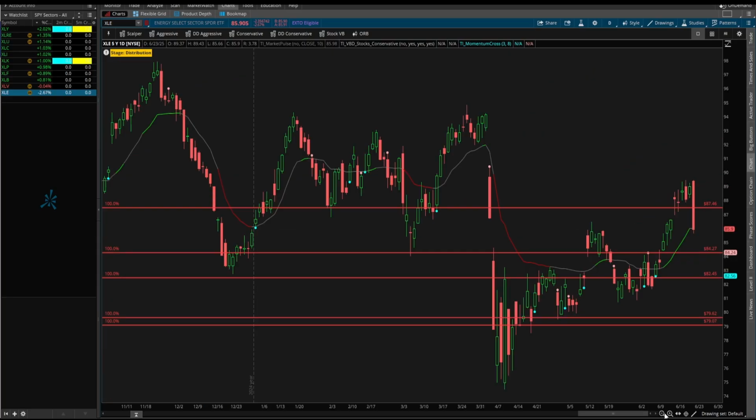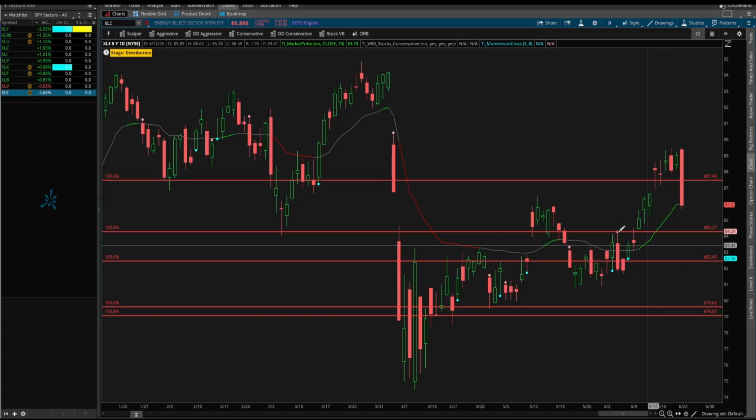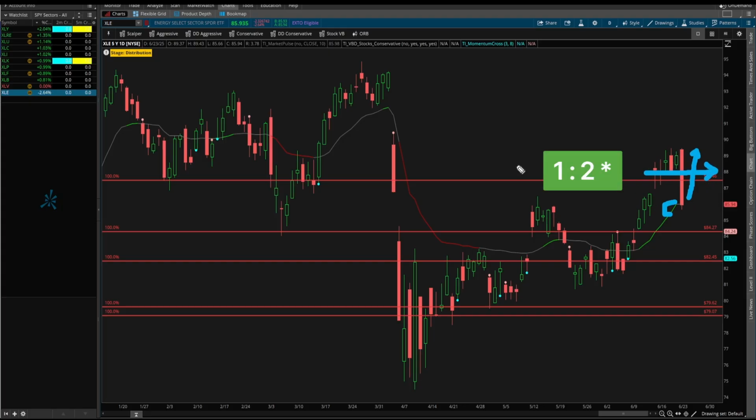So if we are in chop, we want to find better places to get long. And even there, what better place than a gap fill, pull back to the market pulse line, and a place, most importantly, where you can manage your risk. I think the risk on this particular setup can be less than $1, and your upside potential, even if you took this off near the 88, is at least a 1 to 3, which I think makes this trade worth taking. So that's my setup in XLE.